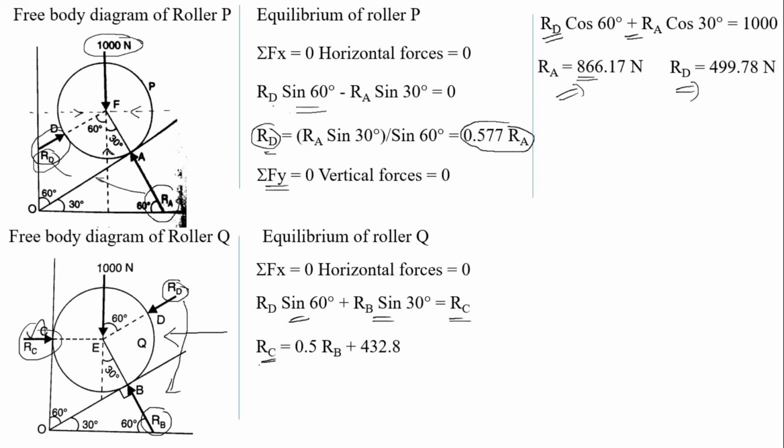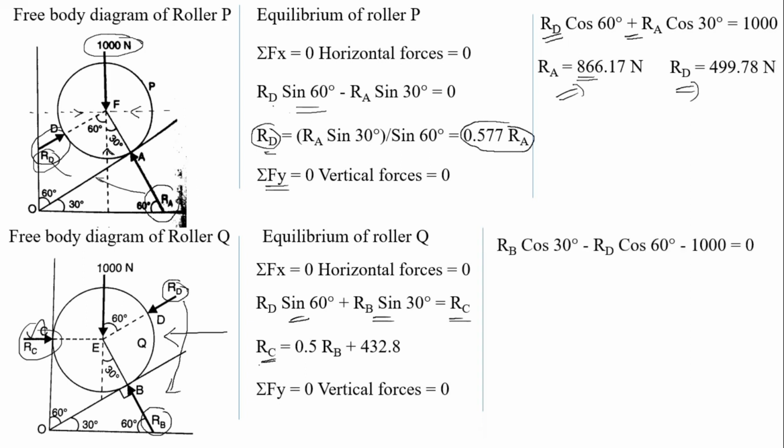This is the equation. Then the sum of vertical forces is equal to 0. Then substitute this RD value in this, you will get RB. Then substitute this RB value in this equation and you will get RC. Clear? So this is how we have to solve the problem. Okay. Thank you.